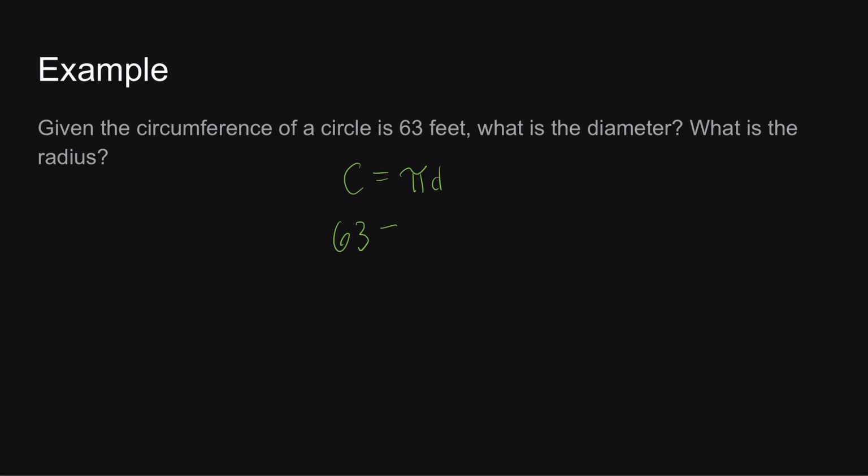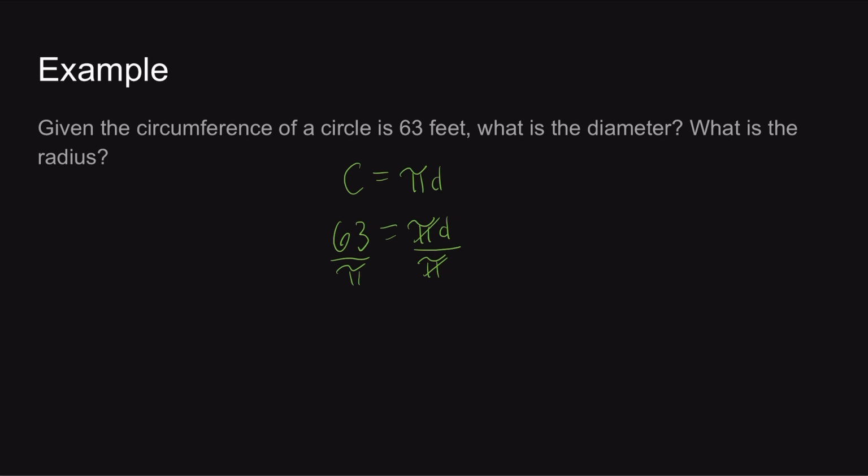Well, they gave us C. They said it was 63. So now we're solving for our diameter. That's a little weird, but it's just a one-step equation, right? We've solved many one-step equations before. We're trying to get the diameter, this variable d, alone. In order to get it alone, it's being multiplied by pi right now. So to get it alone, we're going to divide by pi, and that'll cancel it out. What we do to one side, we do to the other.